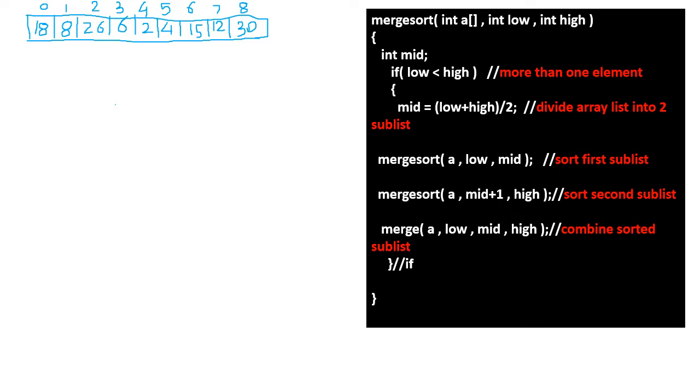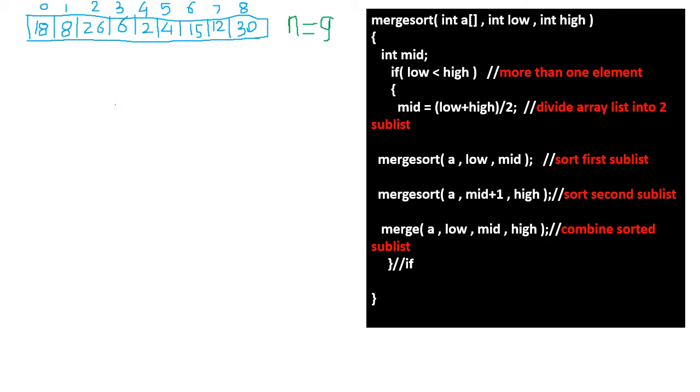Let us discuss one example of merge sort. Here the array list is given, that is 18, 8, 26, 6, 2, 4, 15, 12 and 30. Suppose the n value is 9, and here we are going to apply the merge sort function on this entire array list.